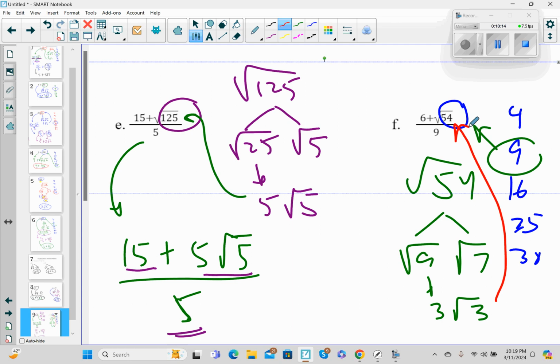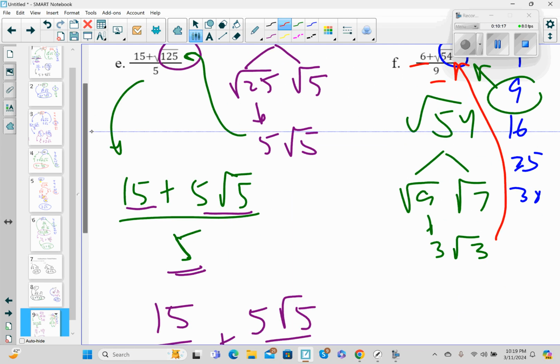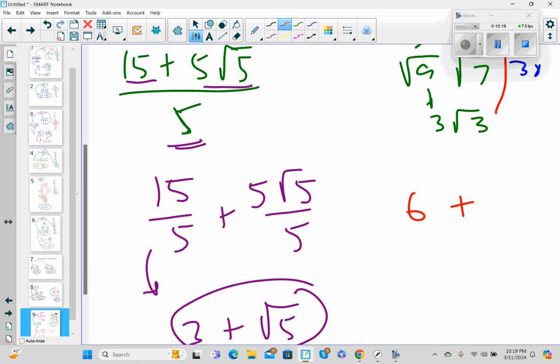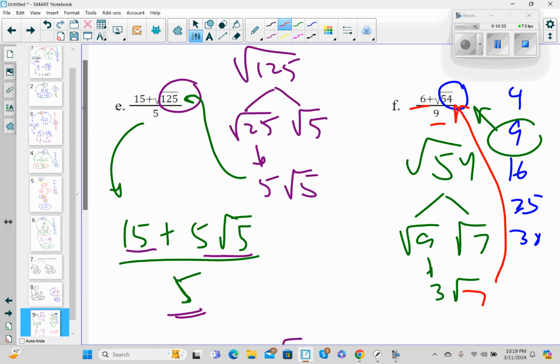So don't forget this 6 and this 9 here. I'm going to have 6 plus 3 square root 7. I don't know why I wrote a 3 here before. Sorry about that. That should be a 7. And then that's all over, I've got to go up to the top and look, it's all over 9 on the bottom.